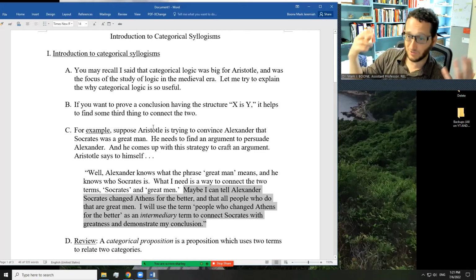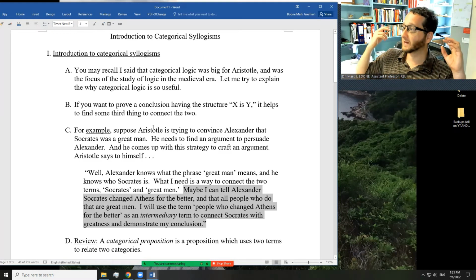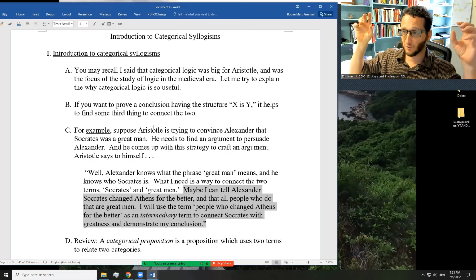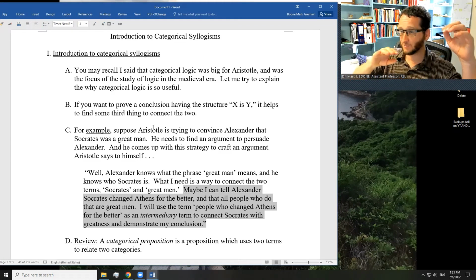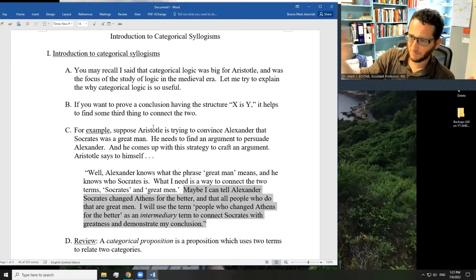That's how a categorical syllogism works. You have a conclusion with the extremely generalized structure X is Y, and you have to find some way of connecting X to Y, and you find a third thing to connect them. X connects to Z, which connects to Y, or something like that.